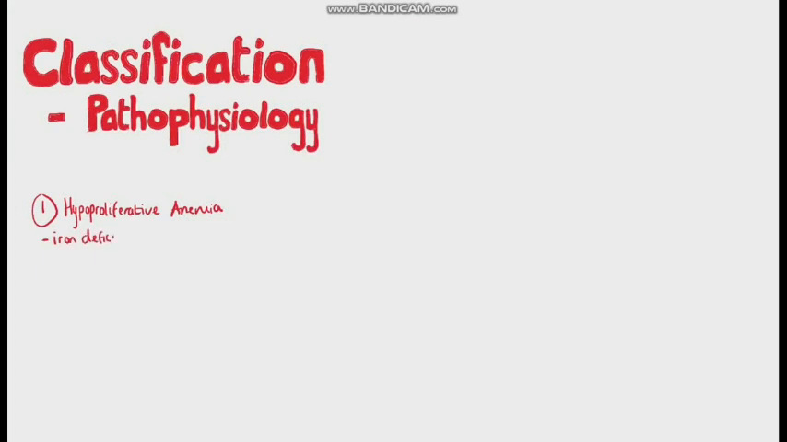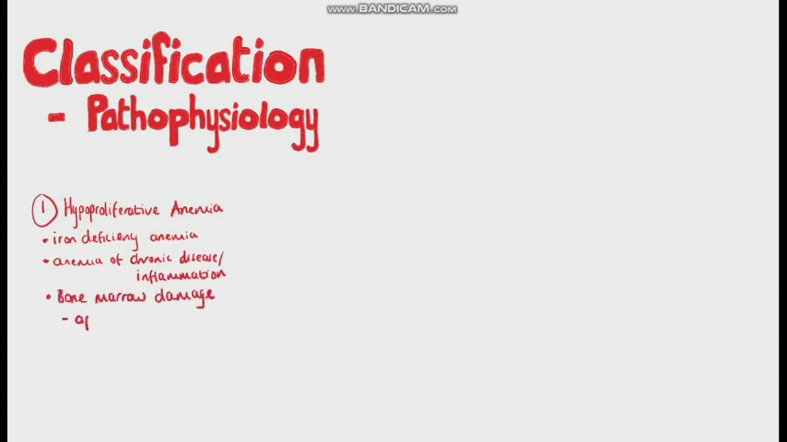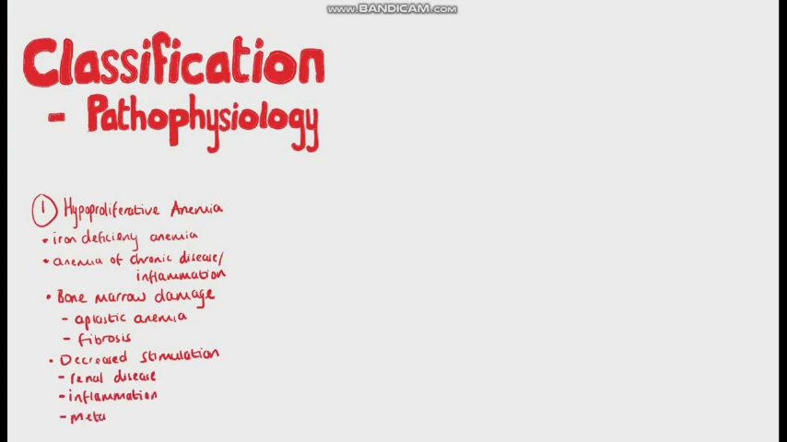Here we find iron deficiency anemia and anemia of chronic disease, caused from bone marrow damage such as aplastic anemia, fibrosis, and causes from a decreased stimulation to produce more red blood cells, including renal disease, inflammation, and metabolic disorders.